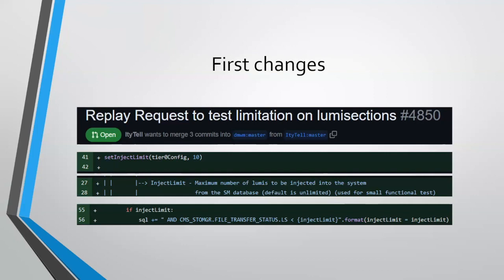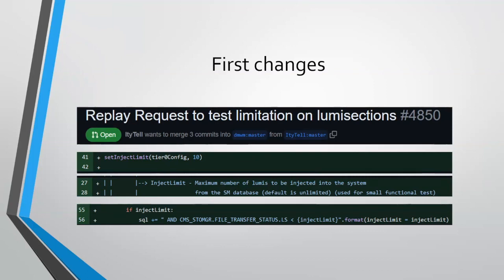I have been working on the project for 2 weeks now and made some changes. Here you can see my first pull request. I added an inject limit parameter to the Tier-0 config, so we can limit the number of luminosity sections inserted into the system. A luminosity section is a basic unit of data in CMS. It corresponds to 23 seconds. So we can limit inserted data into the system.